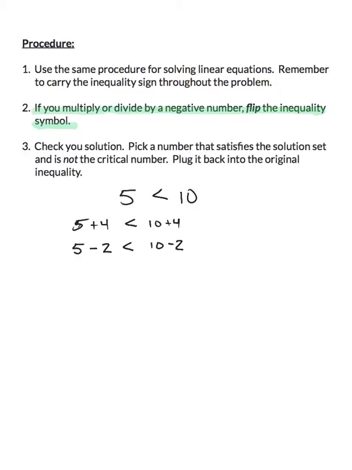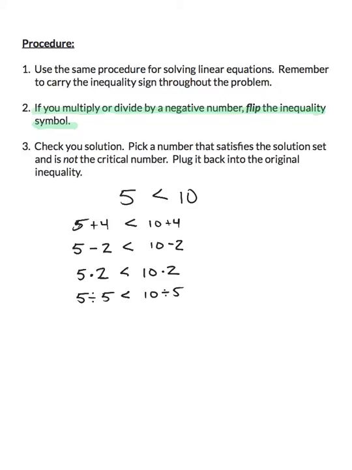So let's talk about multiplying and dividing. What if we multiply by a positive 2? If we multiply by a positive 2, we get 10 is less than 20. That is still a true statement. If we divide, 5 divided by 5, is that less than 10 divided by 5? We get 1 is less than 2. That is still a true statement. So multiplying and dividing by positive numbers is not going to change our inequality.